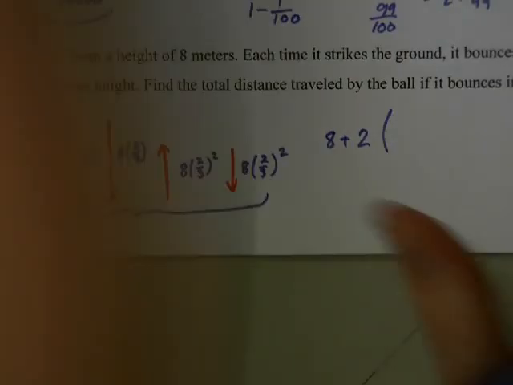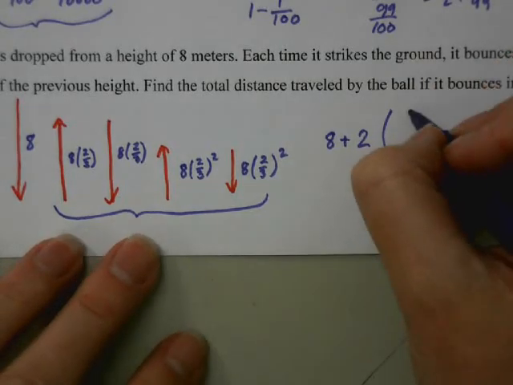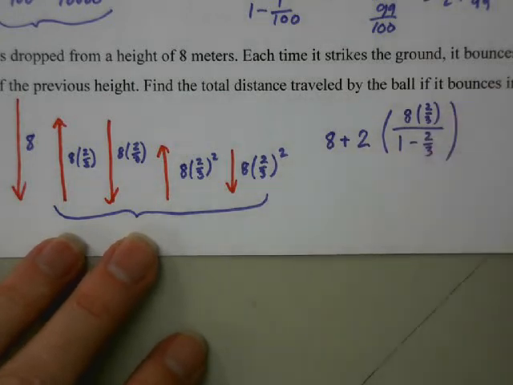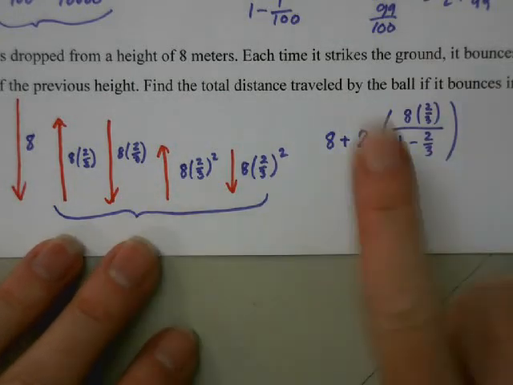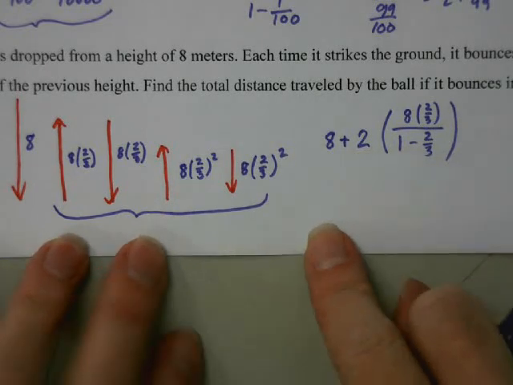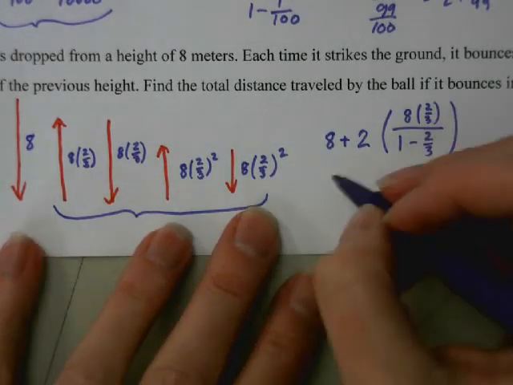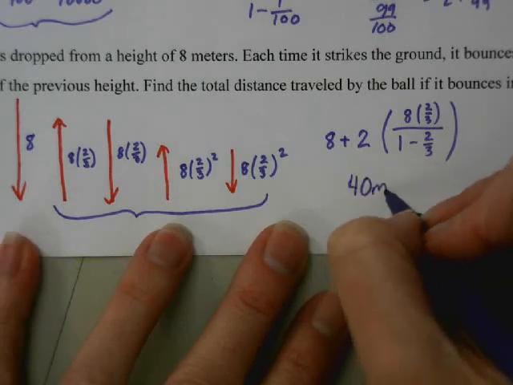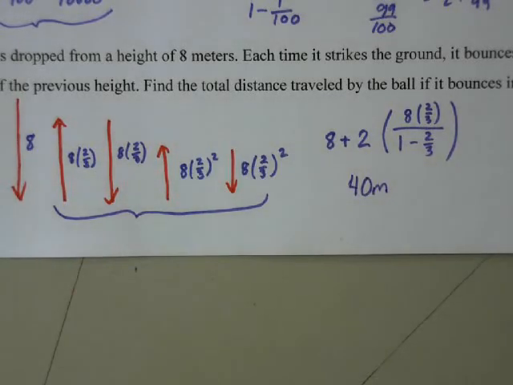So the infinite series here is going to be a1, which is 8 times 2/3, over 1 minus r, which is 2/3. So this would be half of them, and then we double it to get all the ups and downs. And you can do all this math, but it ends up being 40 meters. So infinite geometric series are an important tool in convergence and divergence and finding sums.